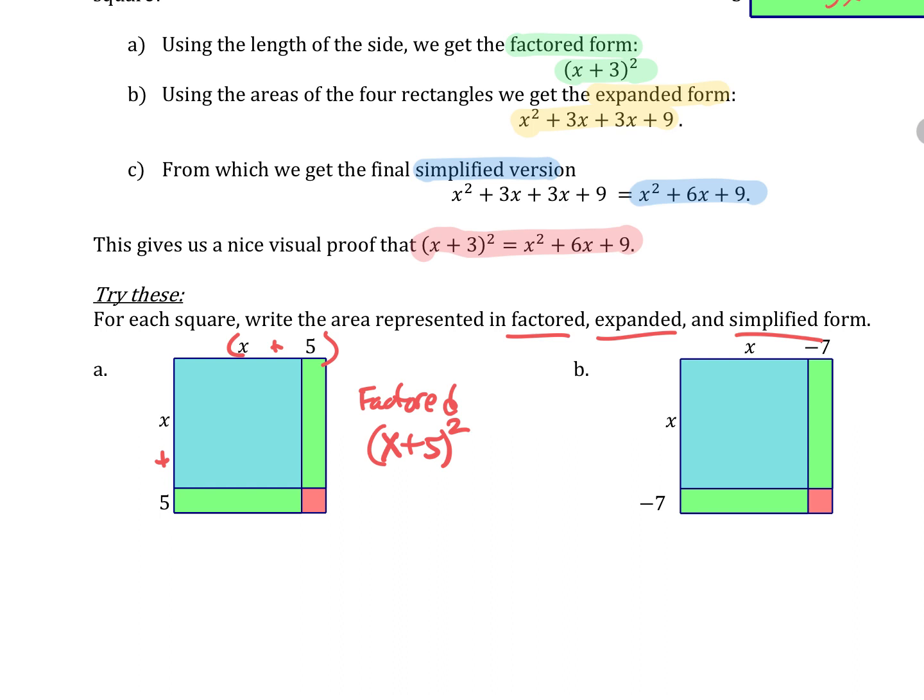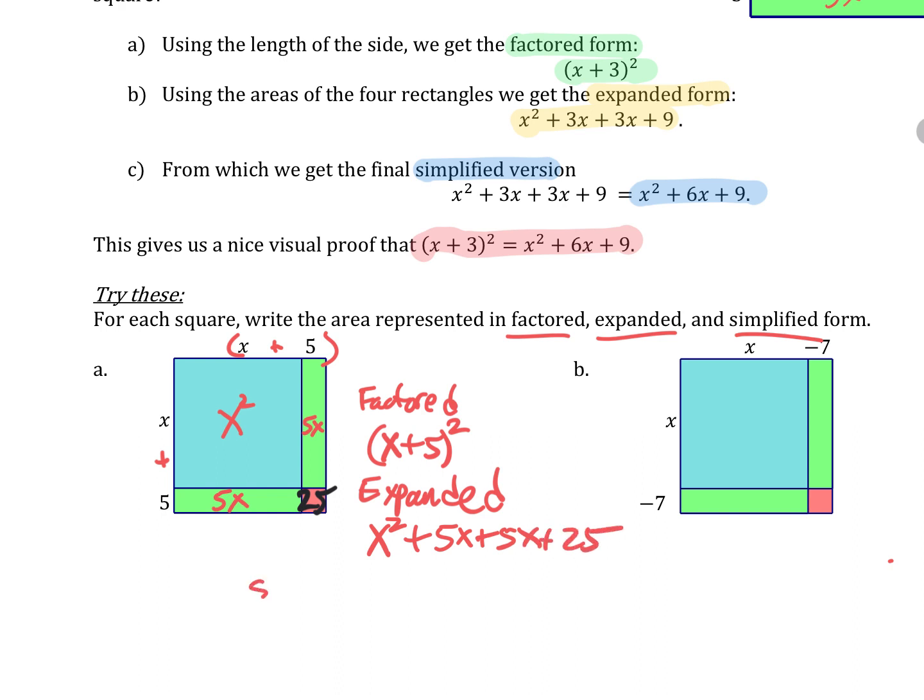Now, if we want this in expanded form, in other words, we want to multiply it all out, then we just get the different pieces. This little piece is x squared. This piece here is 5 by x, so it's going to be 5x. And this one's also going to be 5x. And this little piece over here is 5 by 5, so that one's going to be 25. So our expanded form would be all those pieces: x squared plus 5x plus 5x plus 25.